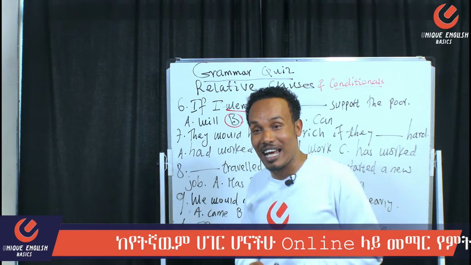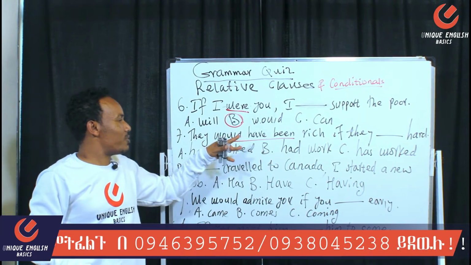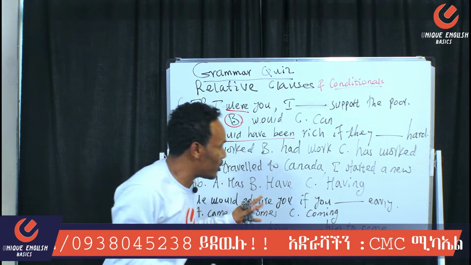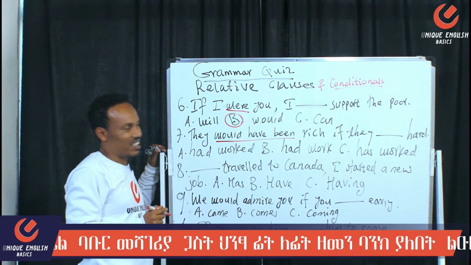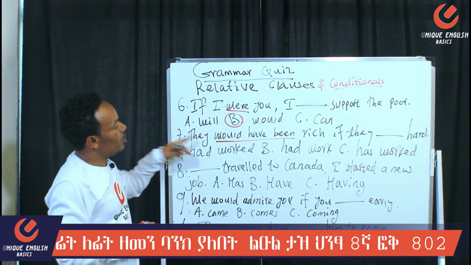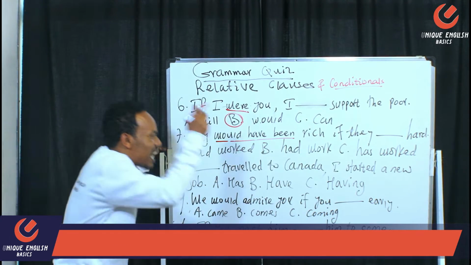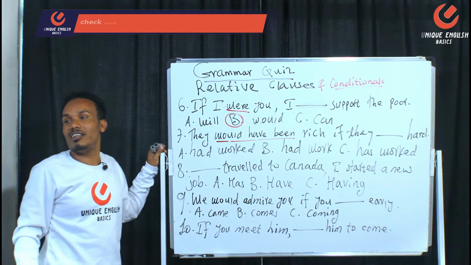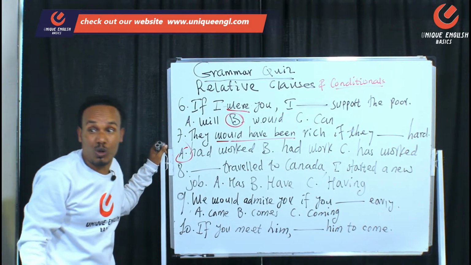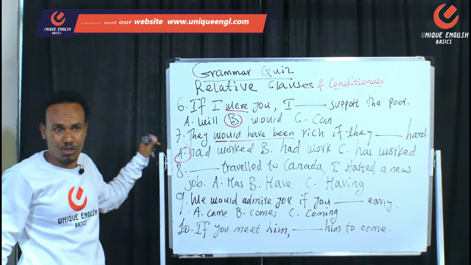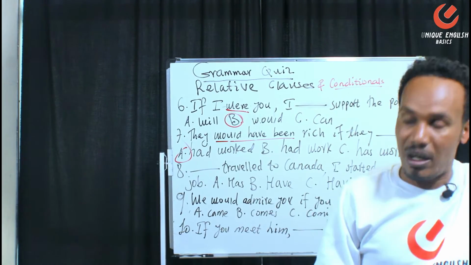They would have been rich if they dash hard. What is this called? Would have been rich is a perfect conditional. In the main clause I use the perfect conditional, and in the if clause I have to use the past perfect tense. So choose a structure which really fits with the past perfect tense. What's the answer here? Would have with verb 3 is the perfect conditional. Rich if they dash hard: is it hard work or has worked? Had worked. Why? Because had worked is the past perfect tense there in the if clause, and in the main clause we use perfect conditionals. What are perfect conditionals? Would have, should have, could have, with the verb 3 form of the main verb.